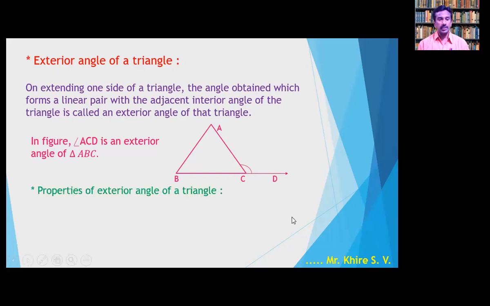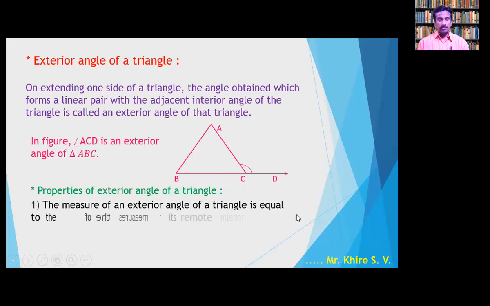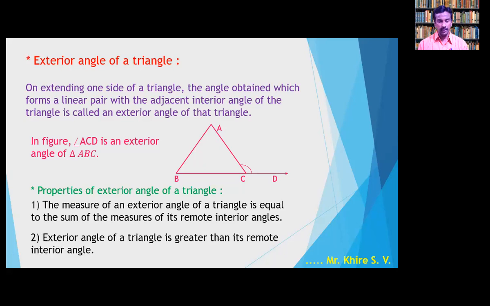Now, properties of an exterior angle of a triangle. First, the measure of an exterior angle of a triangle is equal to the sum of the measures of its remote interior angles. And the exterior angle of a triangle is greater than its remote interior angle. These are the properties of an exterior angle of a triangle.